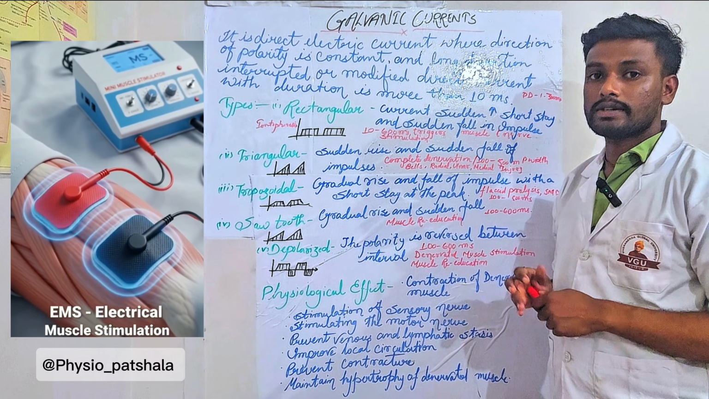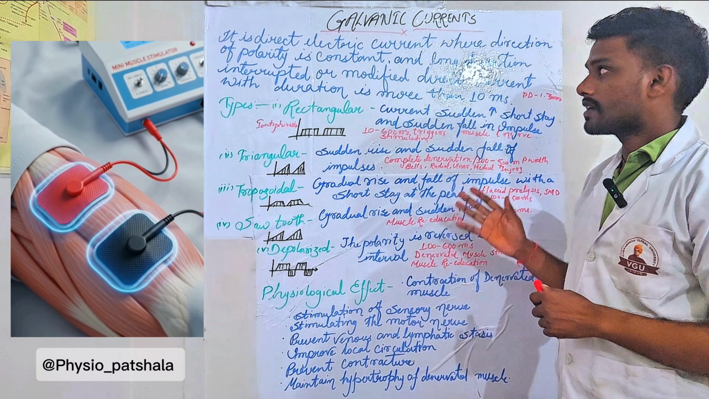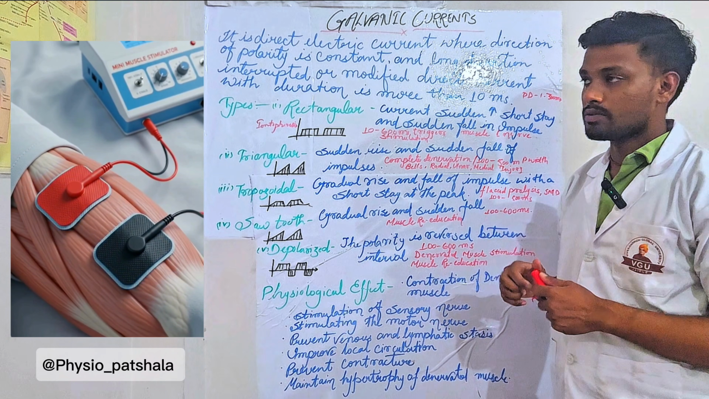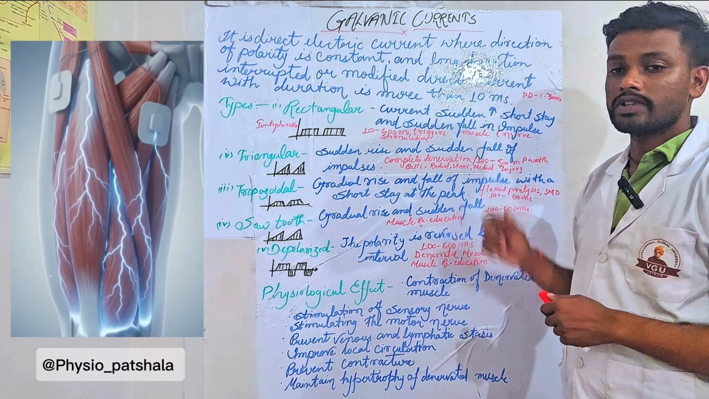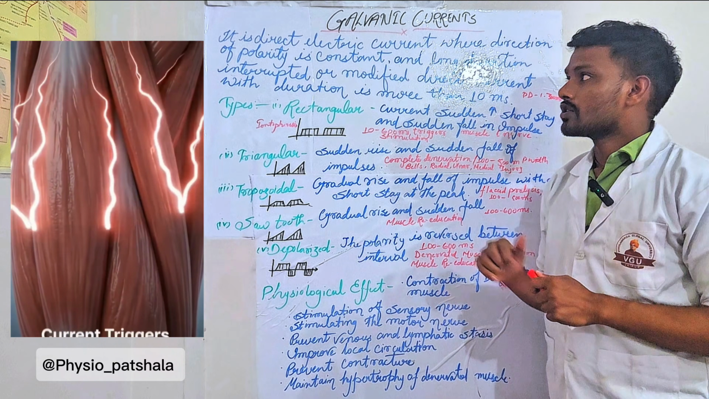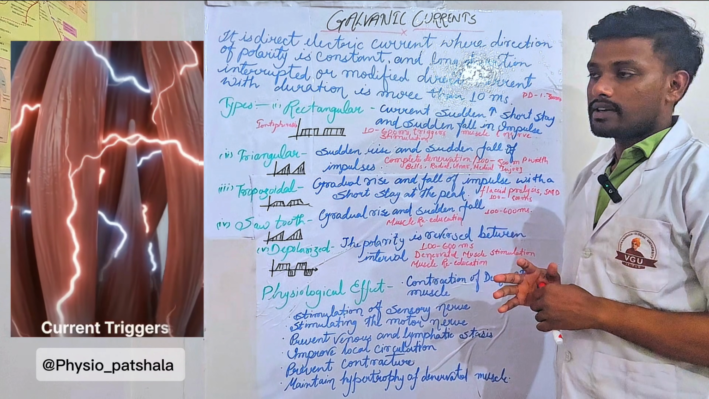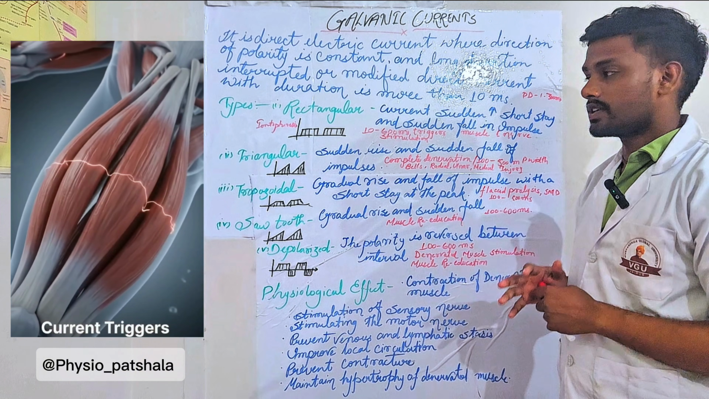It comes under the muscle stimulators, used to stimulate the muscle, which is a direct electric current or interrupted direct current, also known as galvanic current. The pulse duration is 1 to 300 milliseconds, and the duration is to be more than 10 milliseconds. So that is the galvanic current introduction, and where we can use it and what the types are, let's discuss further.